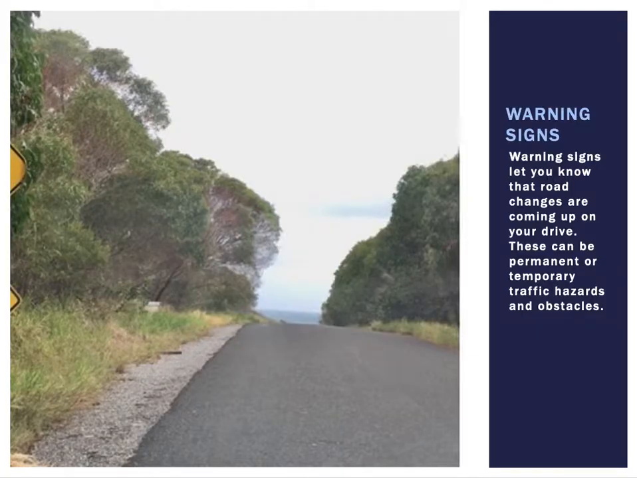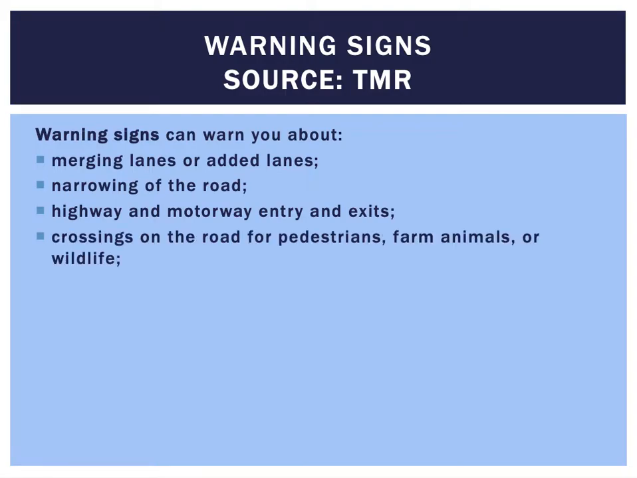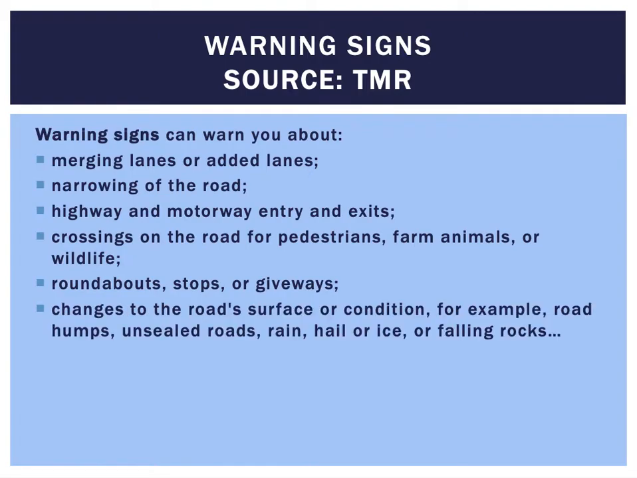Warning signs. Warning signs let you know that road changes are coming up on your drive. These can be permanent or temporary traffic hazards and obstacles. Warning signs can warn you about merging lanes or added lanes, narrowing of the road, highway and motorway entry and exits, crossings on the road for pedestrians, farm animals and wildlife, roundabouts, stops or giveways, changes to the road's surface or condition, for example road humps, unsealed roads, rain, hail or ice, or falling rocks.